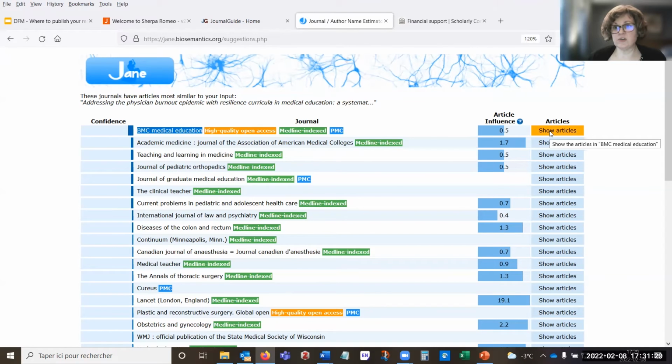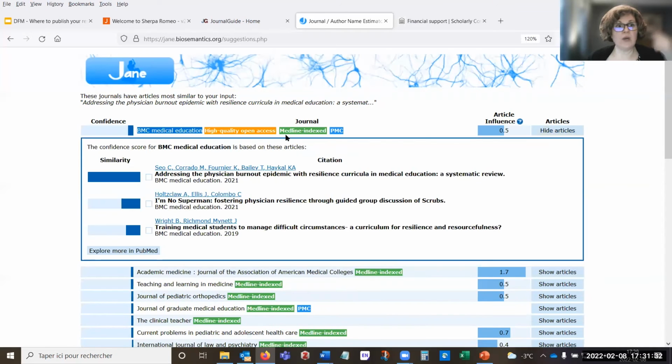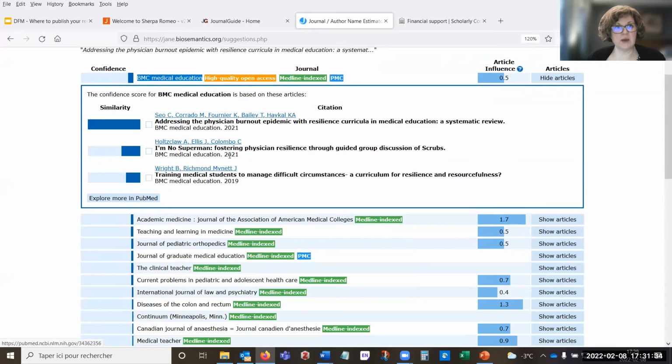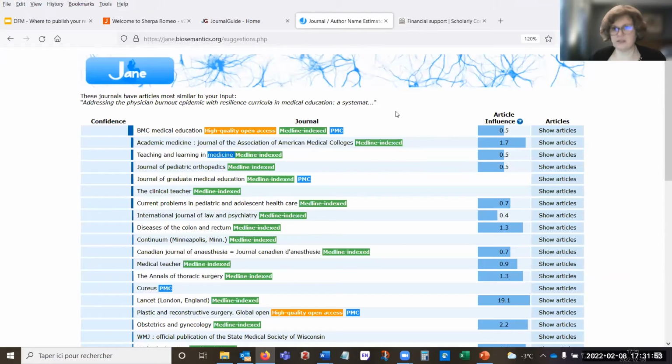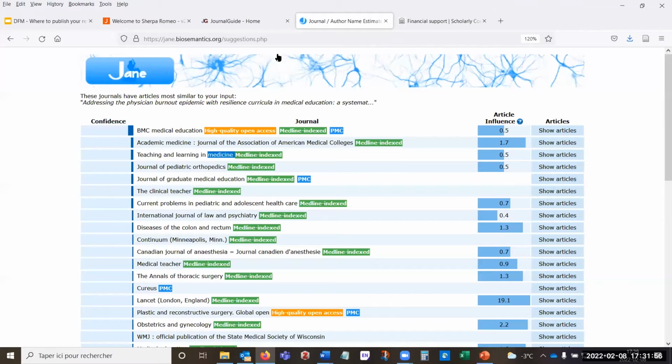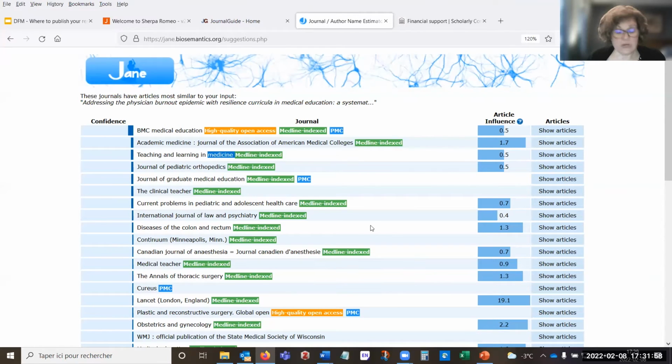And they say show article, that means what articles have been published in this journal, and why it is close to the one that I've put in, okay? Sorry, I just want to get out of here and it's not letting me, okay, so maybe I need to click hide, there we go. Okay, so I've been a bit quick, sorry, but that's what this can do for you.